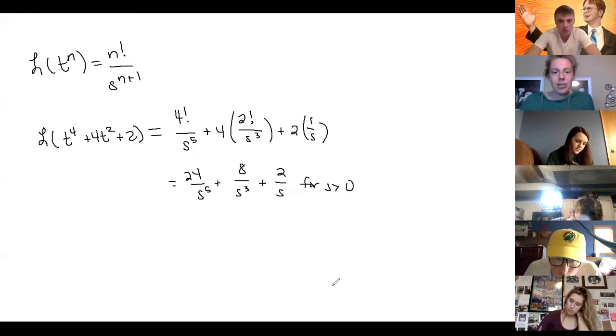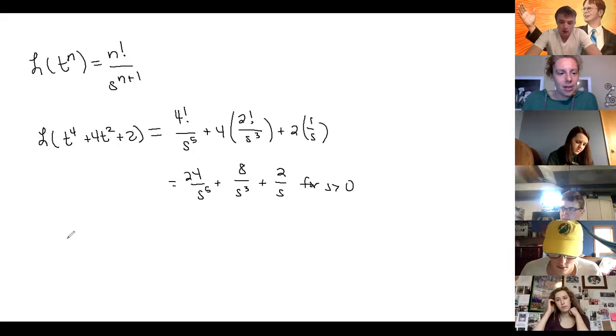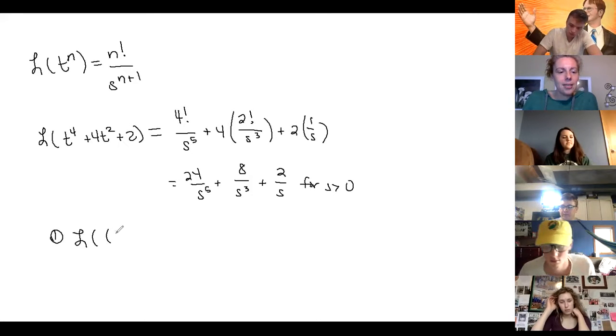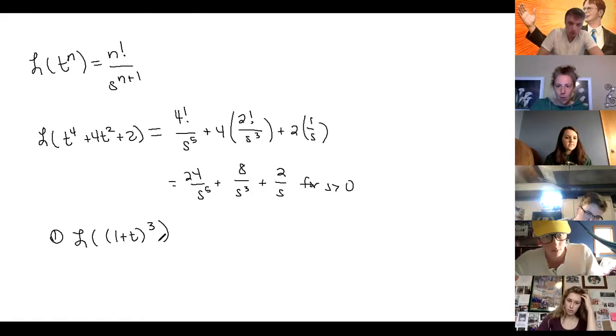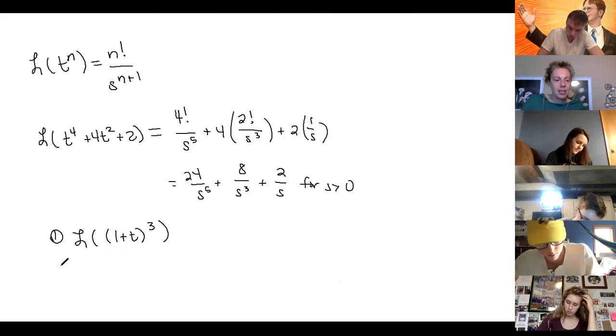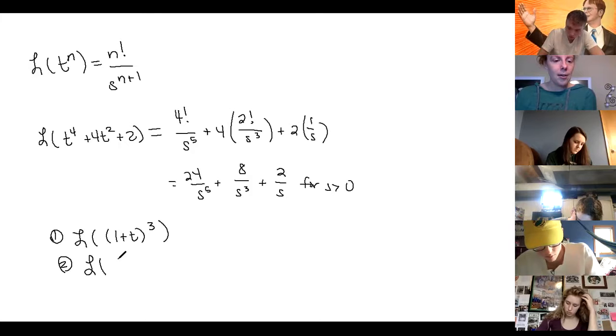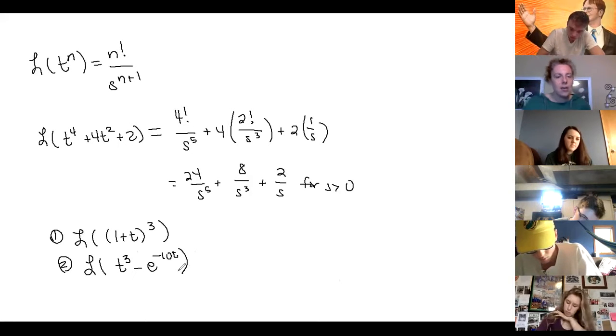Okay, here's what I want you to do, and I'm going to divide you into breakout rooms because we're going to try 2 of these, and I think you're going to be more comfortable talking about it with each other. First, try for me, please, the Laplace transform of 1 plus t quantity cubed. You're going to want to FOIL for this one. And then the Laplace transform, and you're going to need the front of your book for this, of t to the 3rd minus e to the negative 10t. So I want you to try those 2 for me.